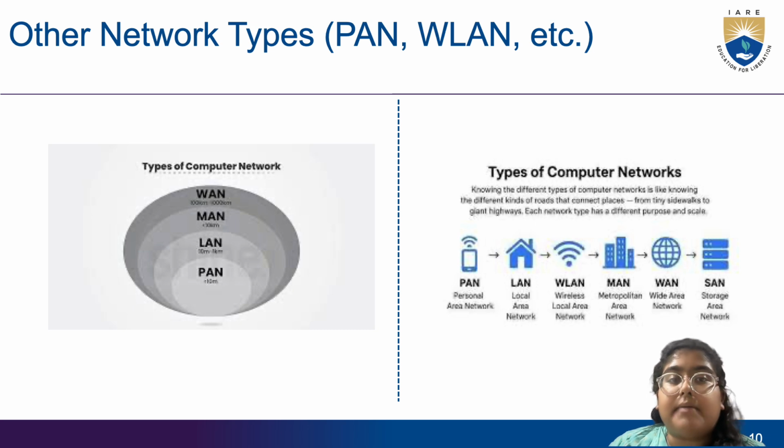Apart from LAN, MAN, and WAN, there are other types of networks as well. For example, PAN, a personal area network used for devices like smartphones and Bluetooth. WLAN, a wireless local area network, which is essentially a wireless version of LAN, and many more like SAN, which stands for Storage Area Network.